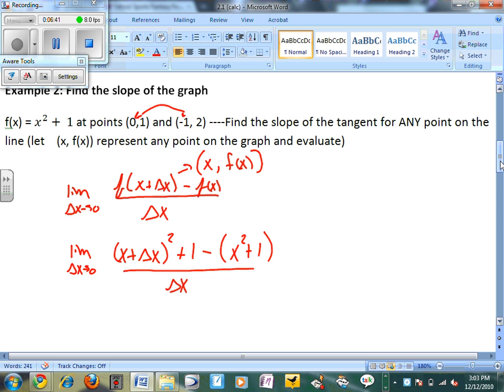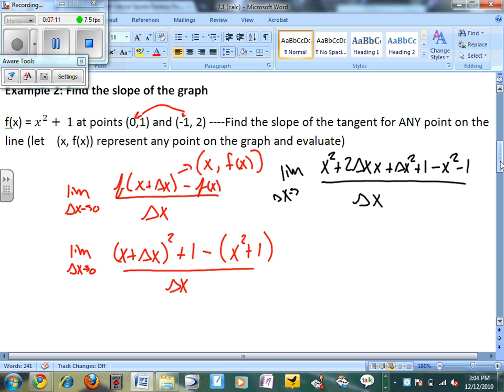All right, when we square this, it isn't just x squared plus change of x squared. Obviously, we have to FOIL that. So we're going to square the first term, x squared, multiply the terms and double it, so 2 times x times the change of x, and then plus change of x squared, plus 1 minus x squared, and I'm just going to distribute my negative sign, minus 1, all over change of x. We're looking at the limit as change of x approaches 0.